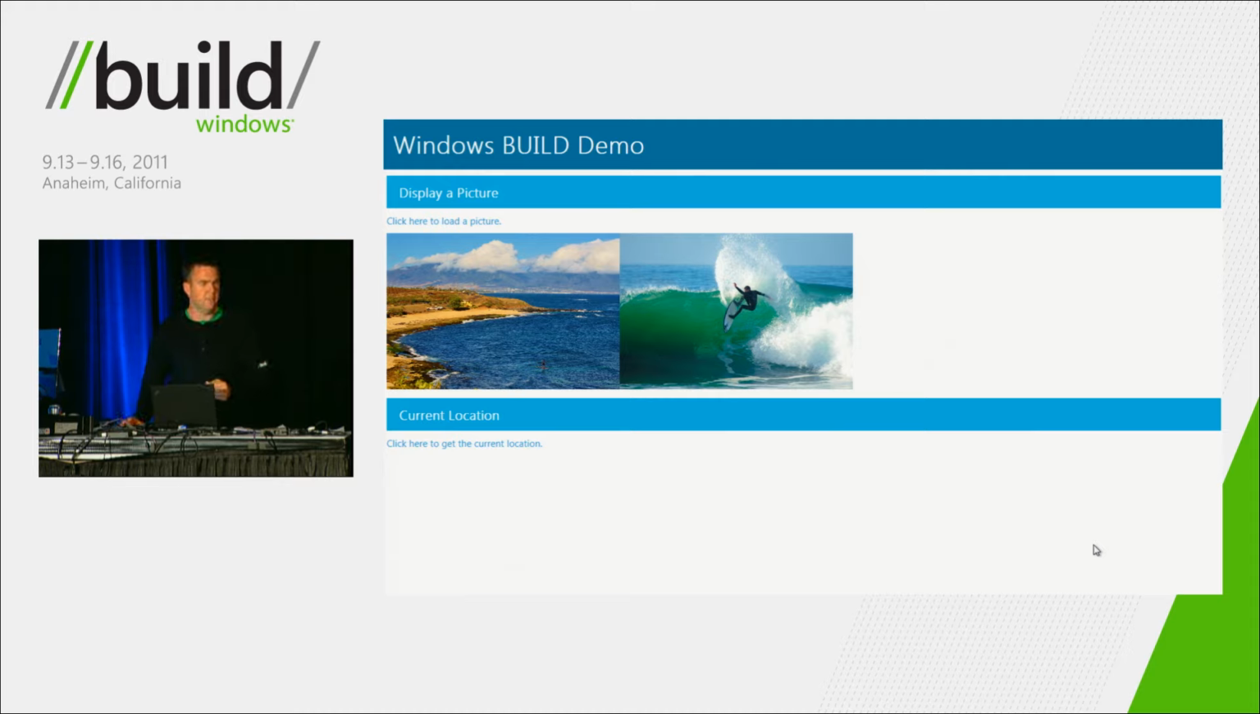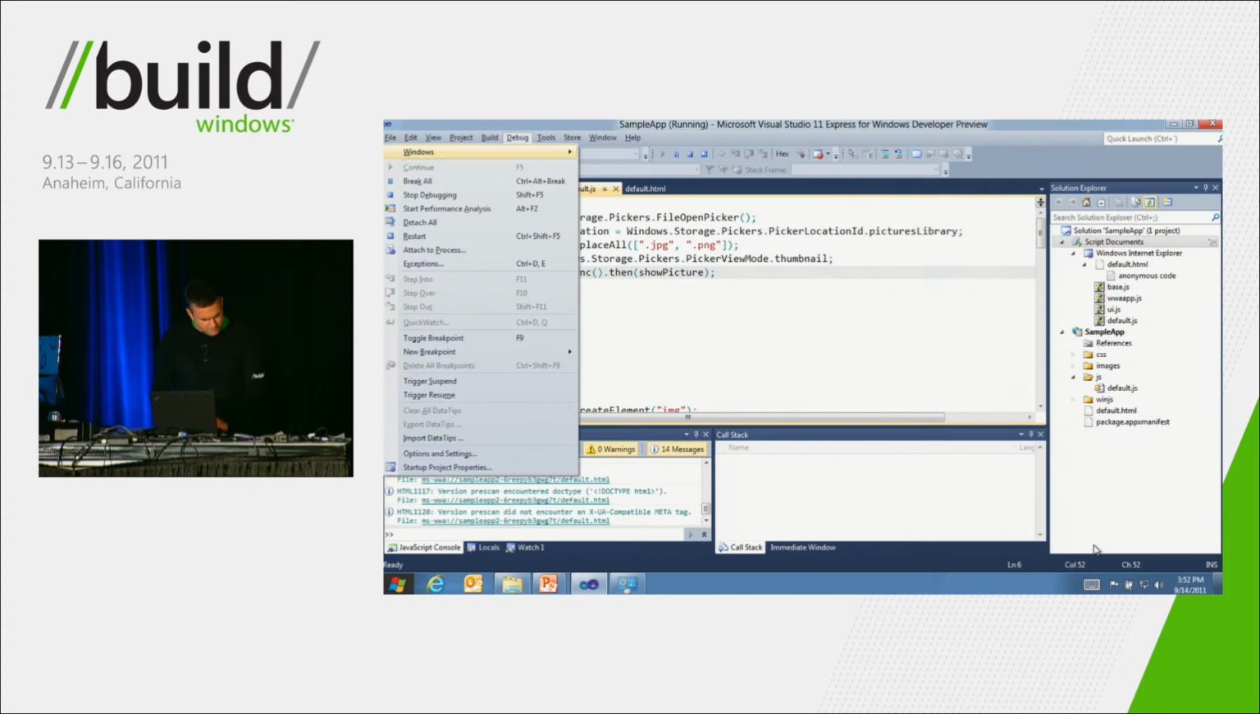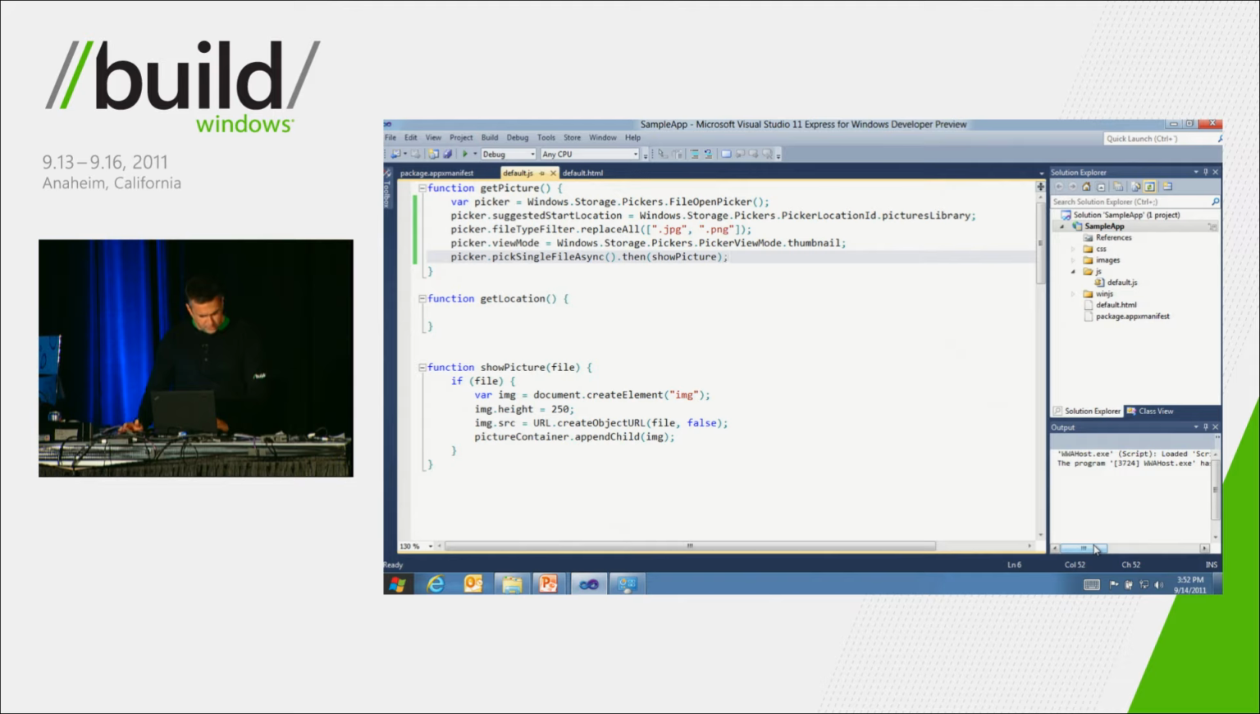App-to-app picking is covered in a lot more detail in session 894, which unfortunately was the one before me, but they will be posting it up on the site. So if you're interested, definitely take a look at Manov's talk that he did on app-to-app picking. So that's it. That's all there is to using a picker. No capabilities required.